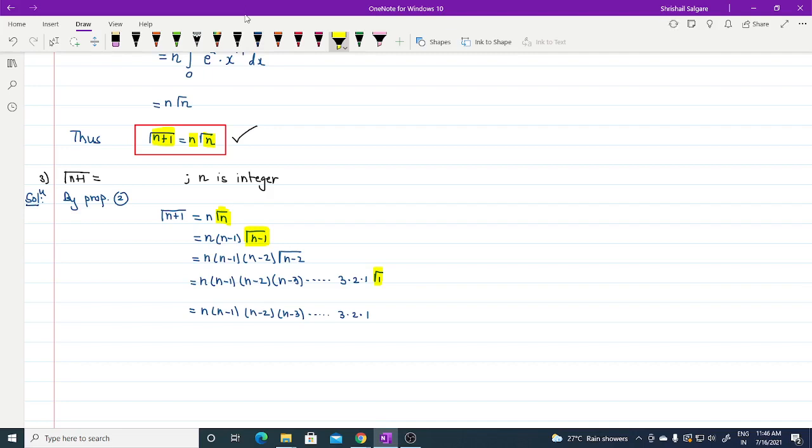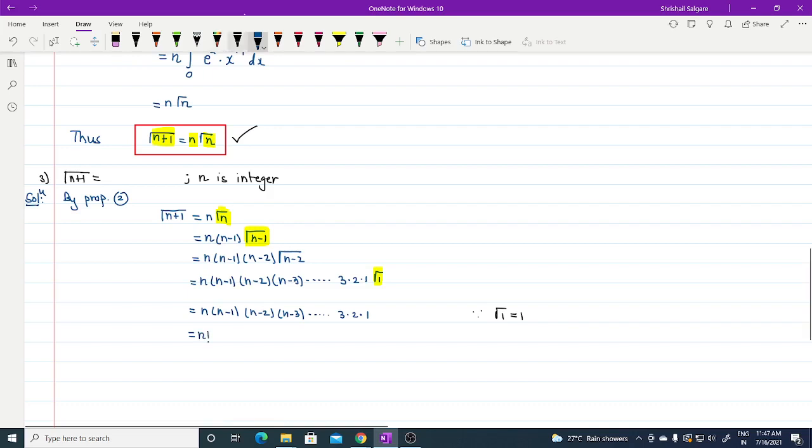Yes, gamma 1 is 1. So this gamma 1 is 1, so that's why that product is up to 1 only. Now anyone want to highlight what is the answer if n is an integer? N is an integer. Very good. It is n factorial, the definition of factorial.